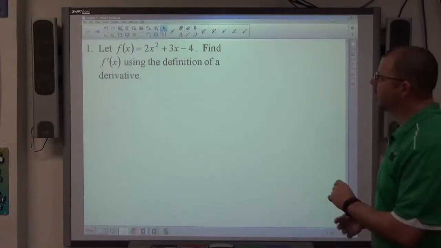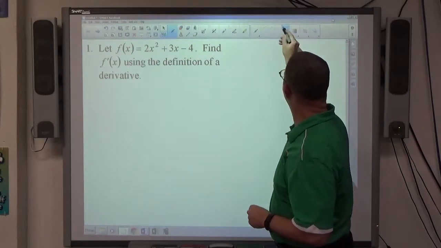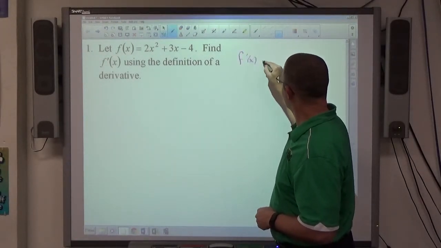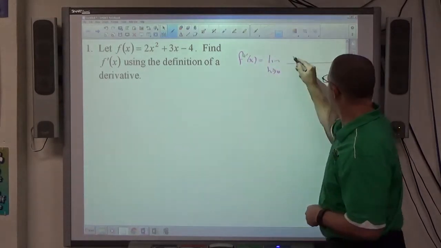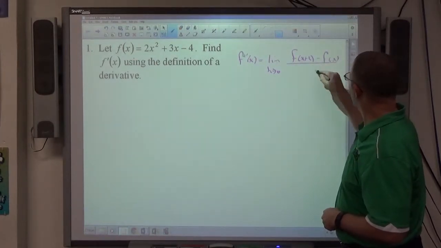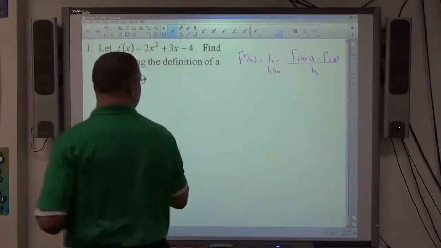Alright, problem 1 on the study guide. We're supposed to use the definition of derivative to differentiate a polynomial function. Recall the definition of derivative says that f prime of x is equal to the limit as h approaches 0 of f of x plus h minus f of x all over h. So I'm going to expect to see the work involving that on your test.